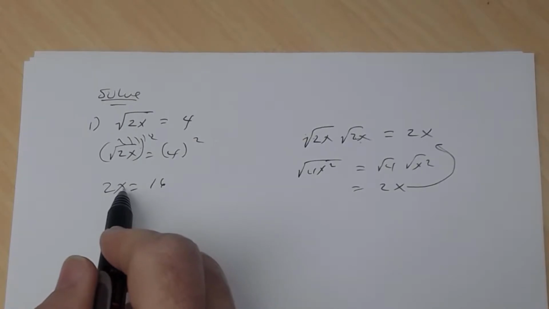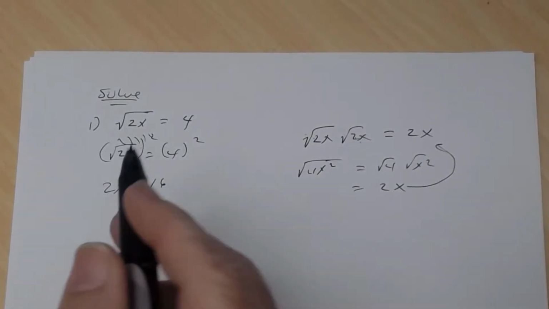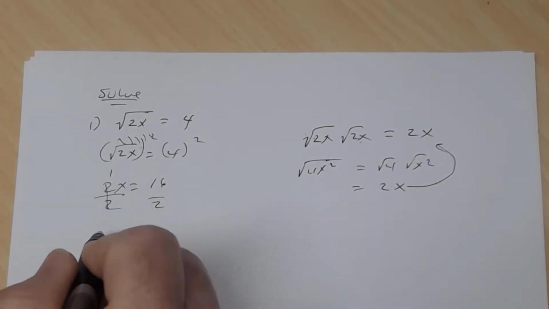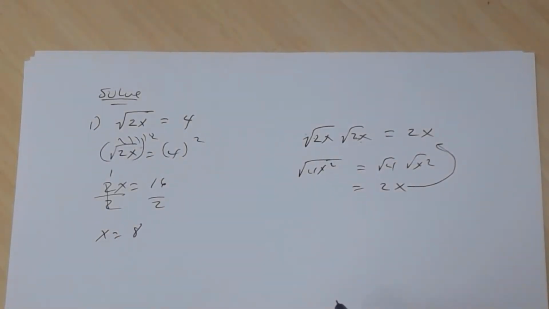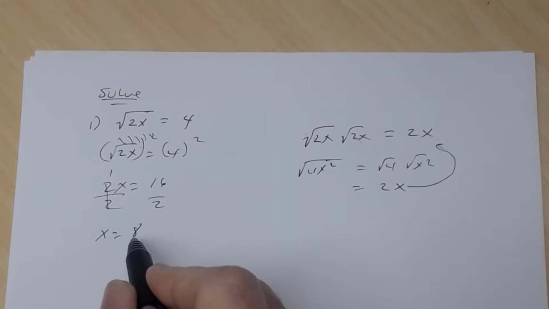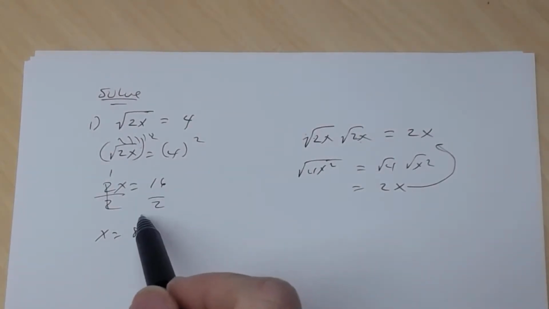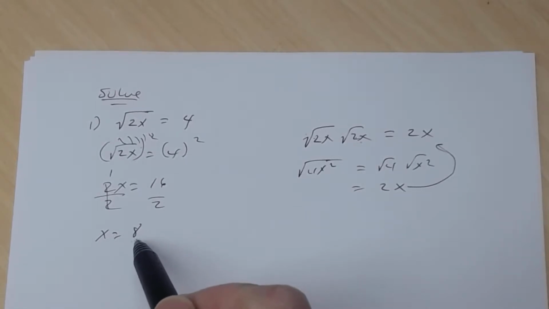So right now, x is multiplied by 2, and the opposite of multiplying by 2 is to divide by 2. And so 2 divided by 2 is 1. 1 times x is x. I get x to be 8. All right, now that's my proposed solution. So remember, I raised both sides to a power, so I've got to check this proposed solution.